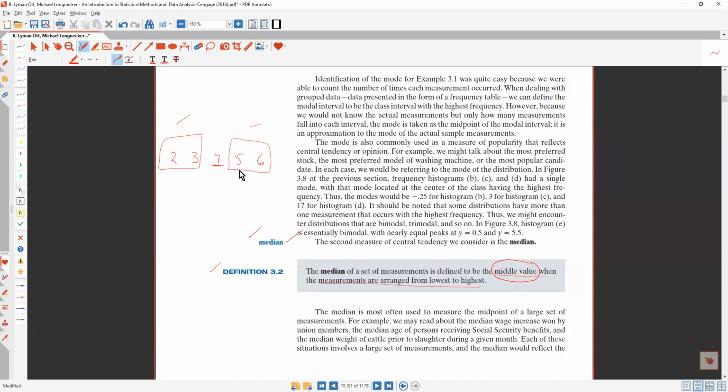That's the characteristic of the median. Notice that the median does not care about the values of these. It only cares that they are arranged from lowest to highest. Now, why is that important?